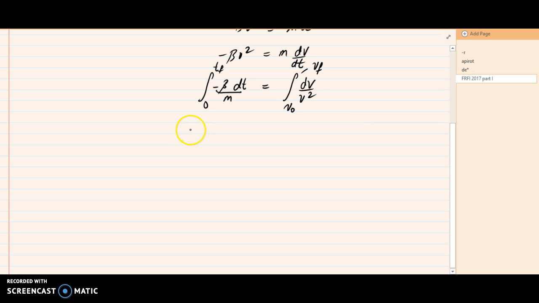On the left side, I simply have negative beta over m. They're constants. Pull it out of the integral dt from 0 to t final. Still over here, I've got the integral from v0 to vf of 1 over v squared dv. I'm writing it that way so it's clear how we actually pursue the antiderivative. In the separate set, it makes it clear what happens next.